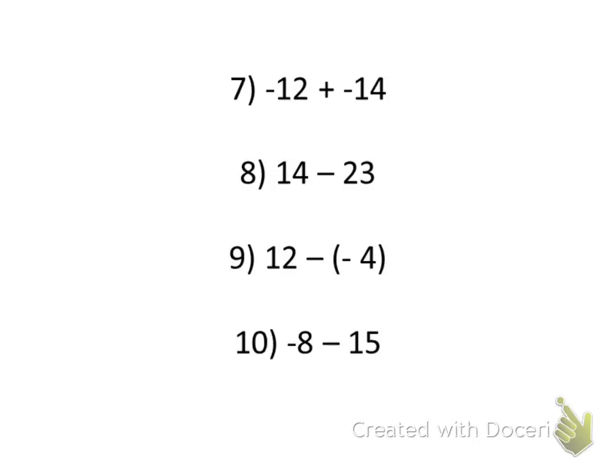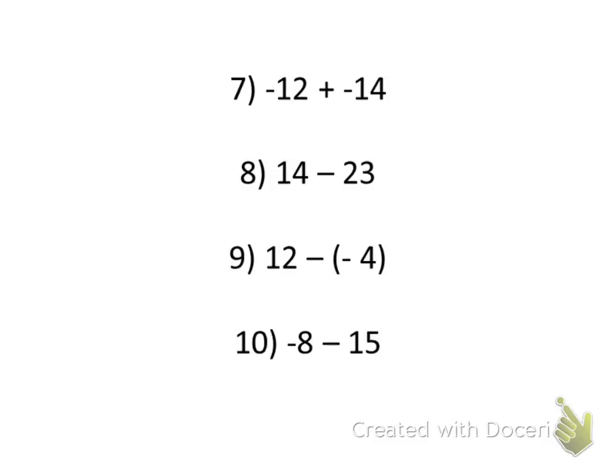We'll go through them as you're writing them. So number 7, 2 negatives with a plus sign in the middle. Anyone have an idea what we're going to do? So they have the same sign. When they have the same sign, what do we do with the numbers? You add them and you keep the sign.